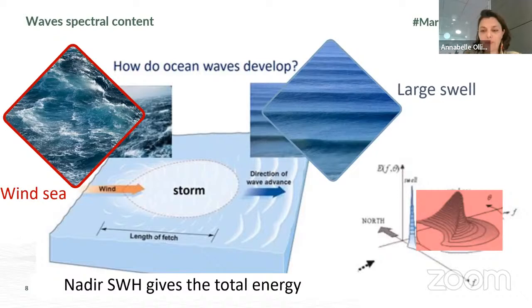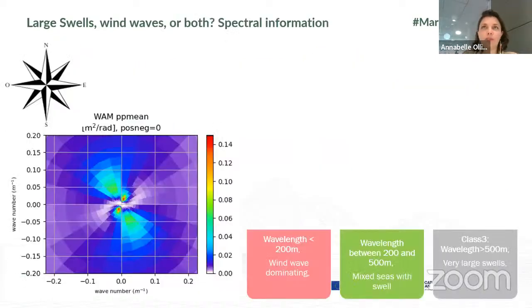total energy of this. But if you want to look at the other kind of product, the SPC, then it's a spectral information. It will tell you, for instance, if you have wind seas and swell. So this is a spectral information of the data. You can see the red color gives you where there is a lot of energy. So this means that there is a swell, a large swell, coming from the northeast. And this energy here tells that there is a wind sea coming from the northwest. So this is very rich information.